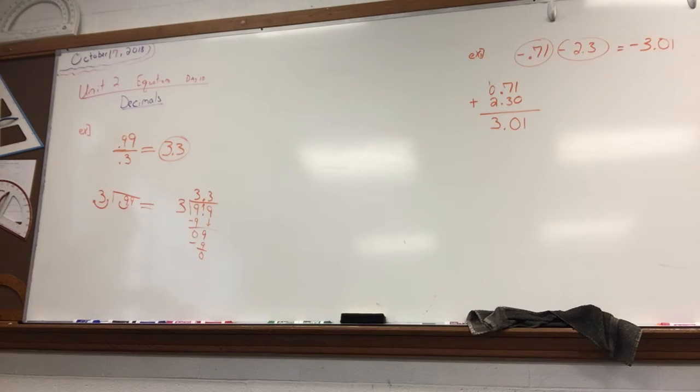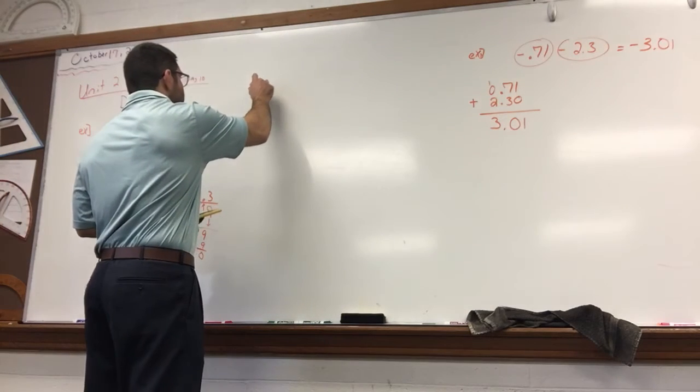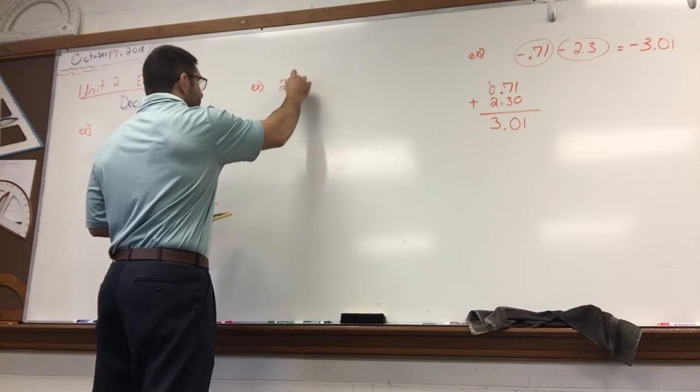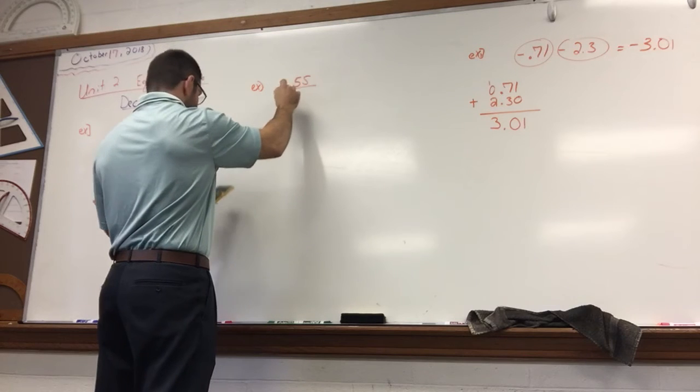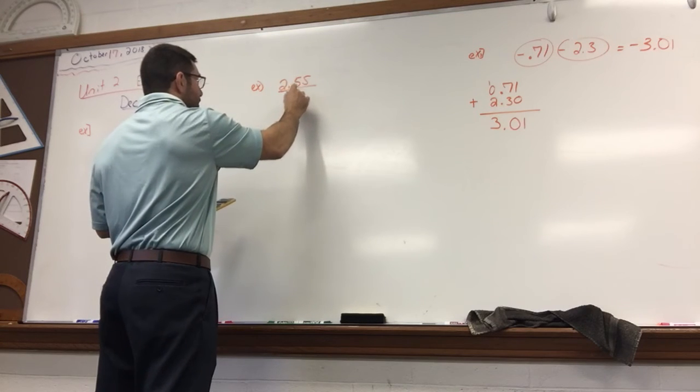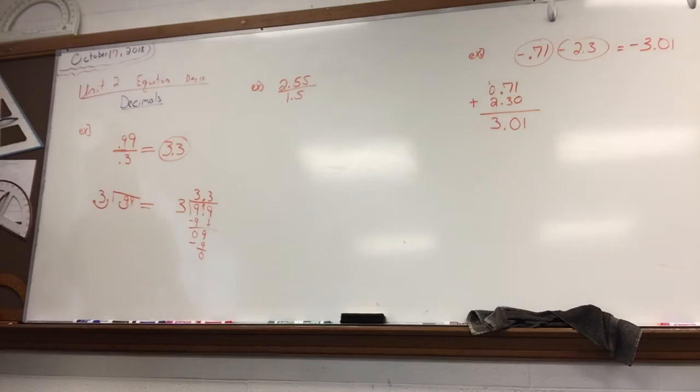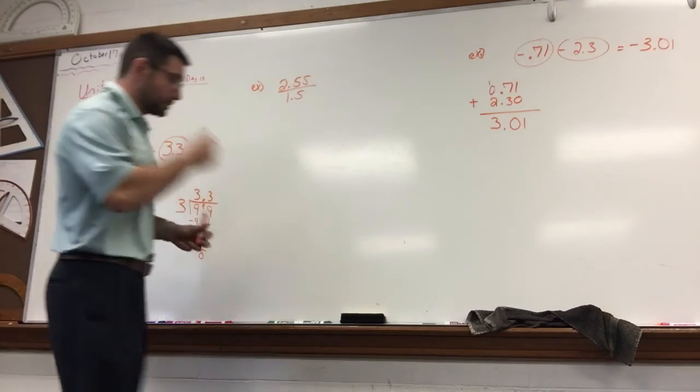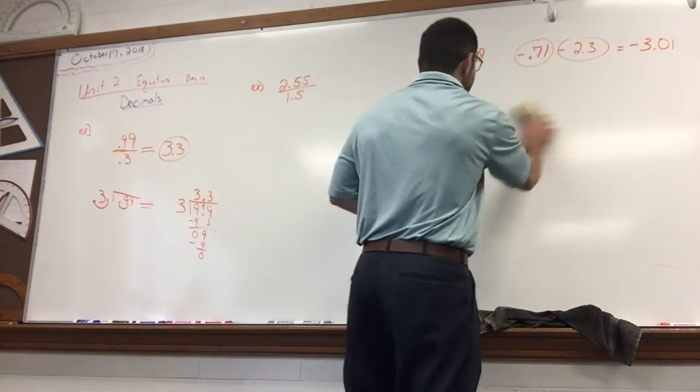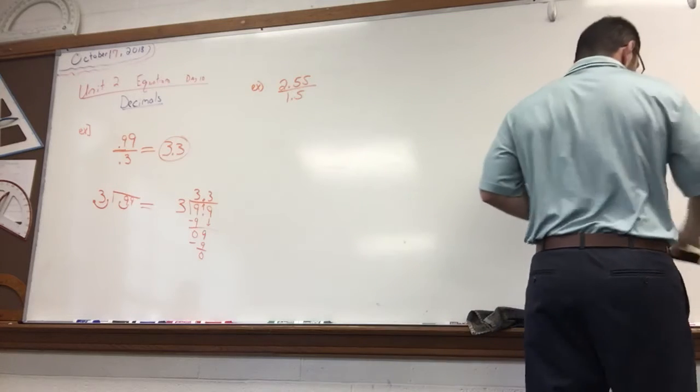Okay, so let's go with this. 2 and 55 hundredths divided by 1 and 5 tenths. So, try to set this up. I want you to at least get it set up like long division.